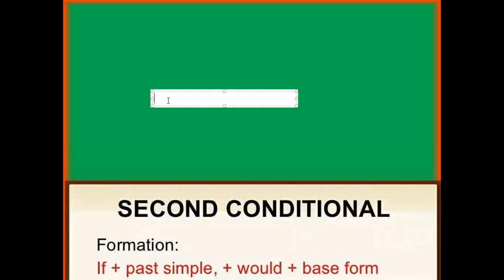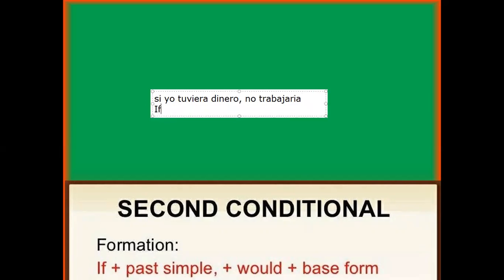So remember, if I want to say, si yo tuviera dinero, no trabajaría. In this case, we are going to say, si yo tuviera dinero, no trabajaría. The translation is, if I had money, comma, I would not work. Remember that also we can use the contraction of would, which is just the 'd. So I may also say, if I had money, I'd not work. So we may use the contraction, or we may say, I wouldn't work.